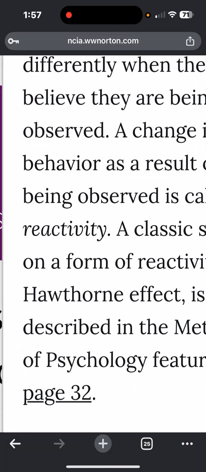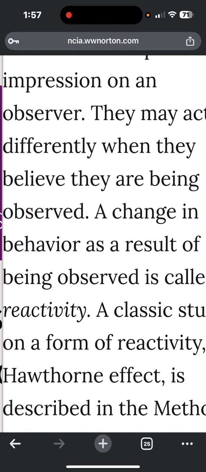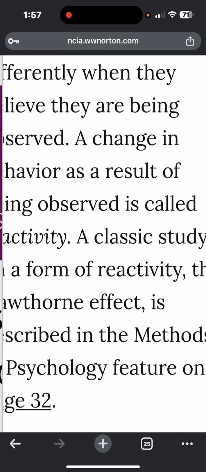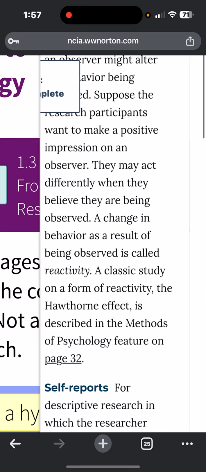Hold on. That looks very pretty. Let me say it pretty. Reactivity. Speaking of pretty, I'm going to sing, once I get my screen back to normal.